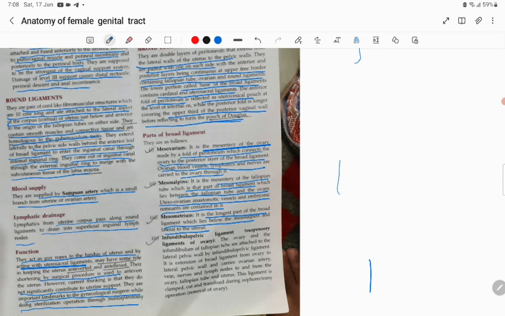The infundibulopelvic ligament attaches the ovary and the infundibulum of the fallopian tube to the lateral pelvic wall. It is an extension of the broad ligament from the ovary to the lateral pelvic wall, and carries the ovarian artery, nerves, lymphatics, and lymph nodes from the ovary and fallopian tube. This ligament is clamped, cut, and transfixed during salpingo-oophorectomy.